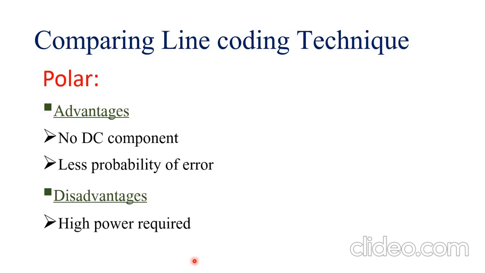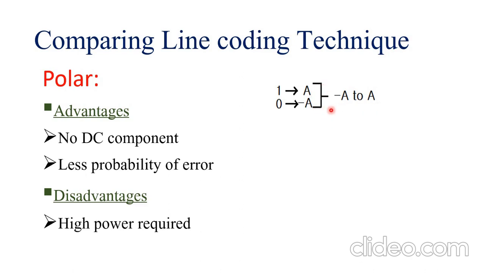Before I explain the advantage and disadvantage of polar, when you send 1 and 0, 1 is forwarded with amplitude A and 0 is forwarded with amplitude minus A. So 1 is for amplitude A and 0 is for amplitude minus A. If you see the range, then the range is from minus A to plus A.